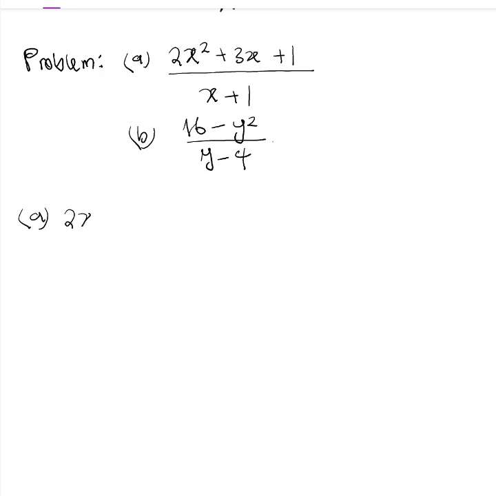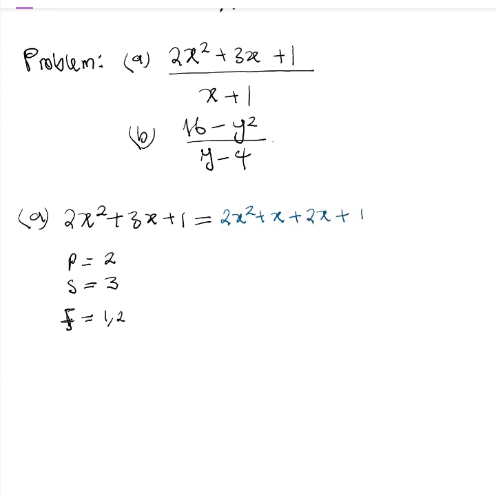In the numerator, we have 2x squared plus 3x plus 1, right? Again, the product is 2, right? Then our sum is 3. That is the coefficient of x. Then what are the factors? So 1 and 2. 1 multiplied by 2 is 2, and 1 plus 2 is 3. So this is 2x squared plus x plus 2x, then plus 1.